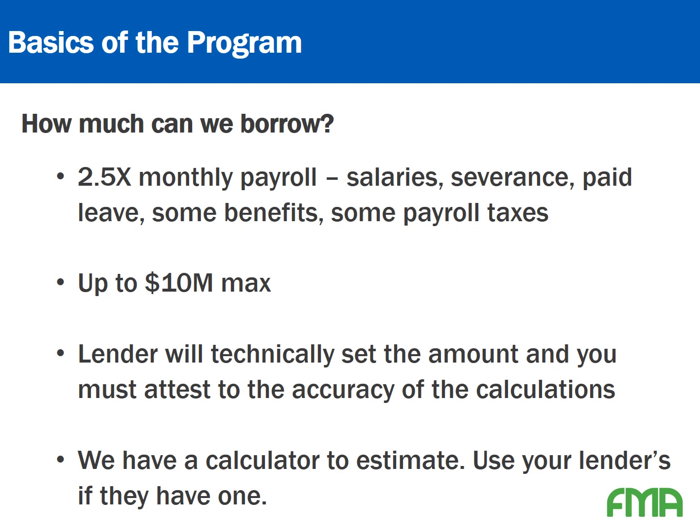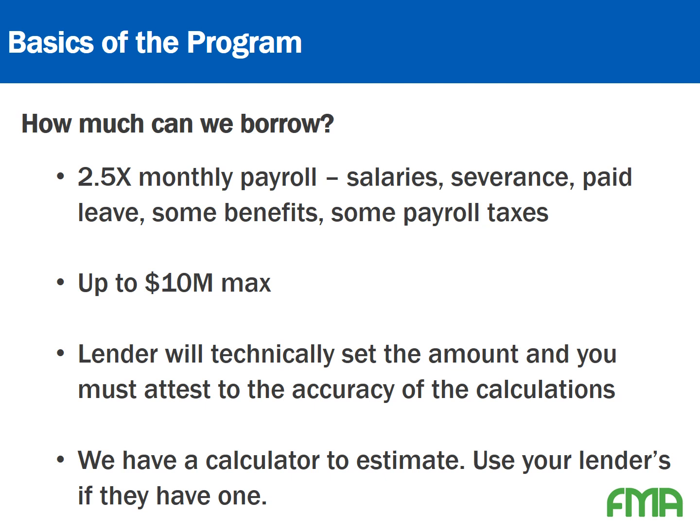The next question that we're looking at is how much can a nonprofit borrow? The basic rule is nonprofits can borrow 2.5 times payroll. The program is designed to help keep employees in jobs during this period of crisis. And so the loan amount is 2.5 times payroll to help your nonprofit get through this period of time. And payroll includes salary, severance, paid leave, benefits, and some taxes.